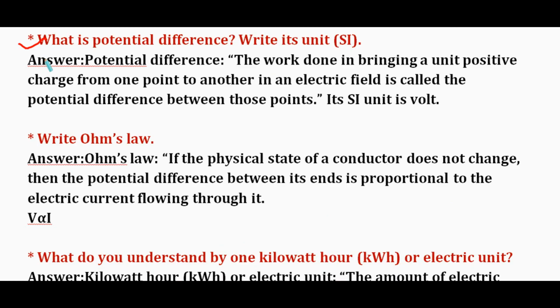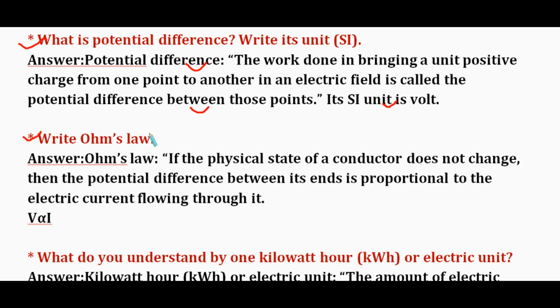Now the question is, what is potential difference? Write its SI unit. Potential difference is the work done in bringing a unit positive charge from one point to another in an electric field, and is called the potential difference between those points. Its SI unit is volt.